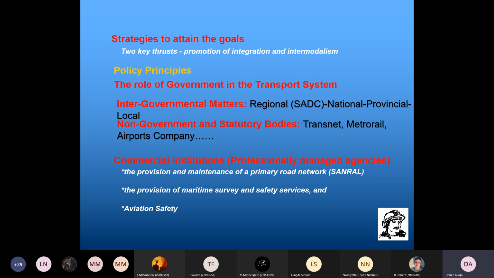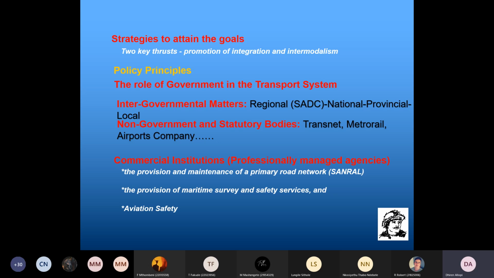There has to be more buy-in amongst the various public transport operators, whether it's minibus taxi, rail, or bus. Intermodalism also, if you get to the airport to catch a flight, how efficient is it for you to catch that flight whilst getting to the airport via the mode that you have, whether it's motor car, bus or minibus taxis. So those are the two key thrust areas that we're referring to.